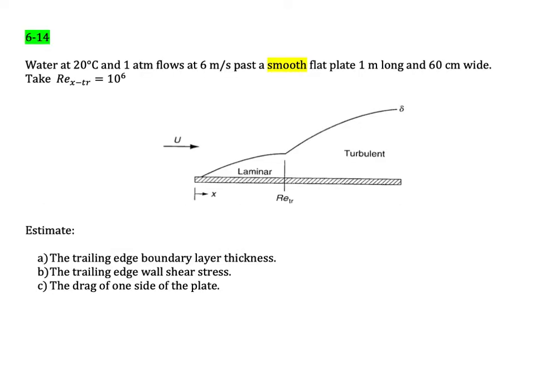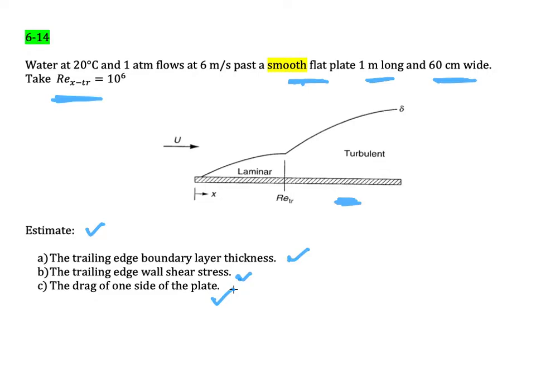Then we try to solve this problem. For example, we have a flat plate like this. Water at 20 degrees Celsius and 1 atm flows at 6 meter per second past a smooth flat plate, 1 meter long and 60 centimeter wide. Take the critical Reynolds number as 10 to the power of 6. And then we need to estimate the trailing edge boundary layer thickness, the trailing edge wall shear stress, and the drag of one side of the plate.